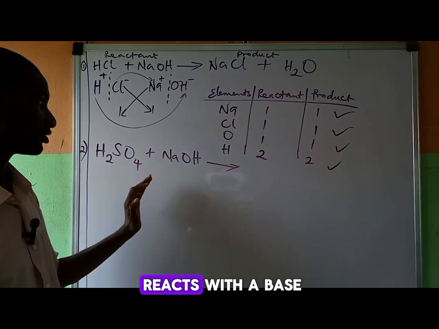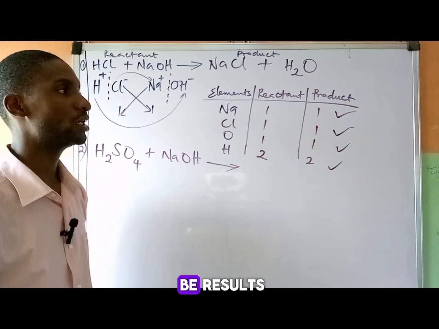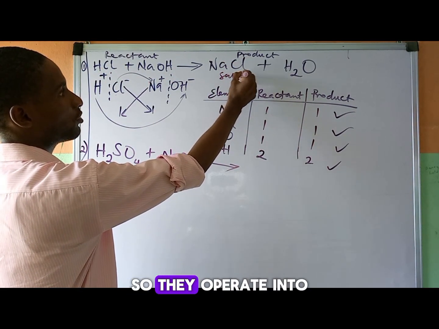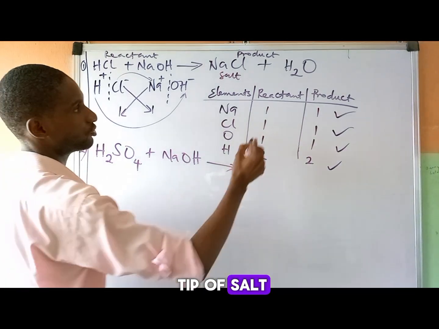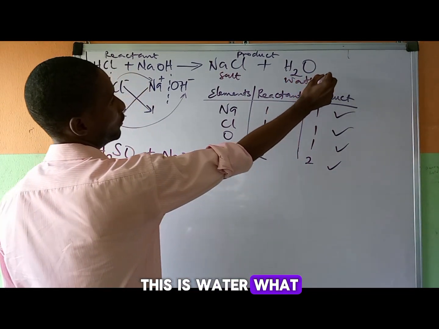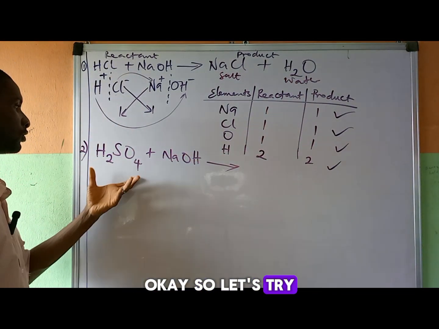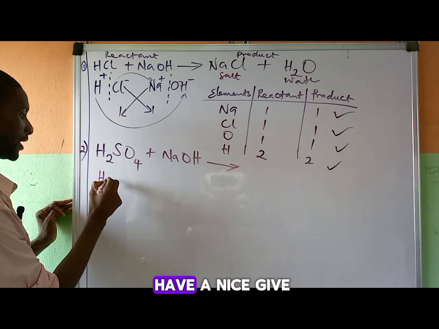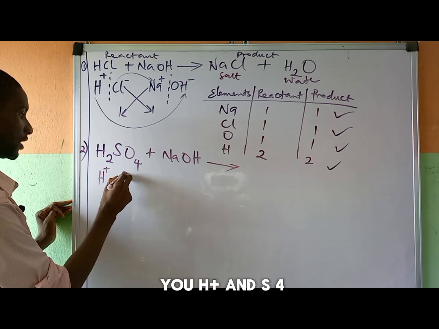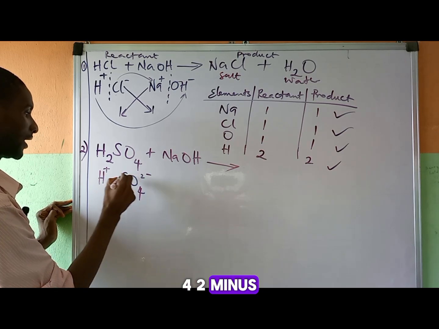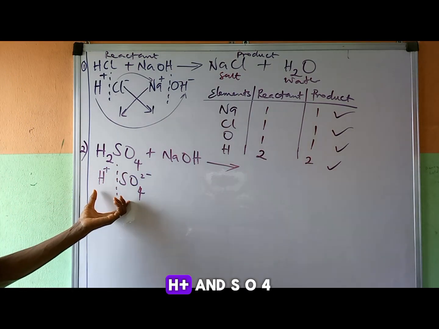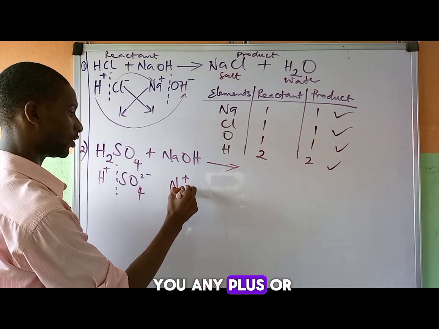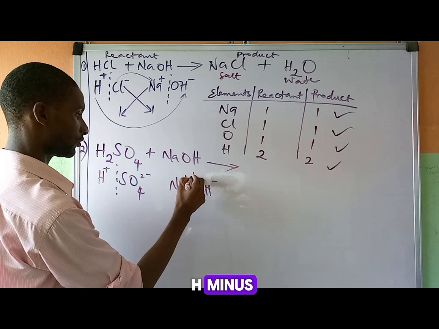Remember, when an acid reacts with a base, salt and water will be the result. So here, this is an acid, this is a base, this is salt. Sodium chloride is your common salt, your table salt. This is water. Okay? So let's try to solve this. This is an acid. If you ionize this acid, it's going to give you H plus and SO4 2 minus. If you ionize this base, it's going to give you Na plus and OH minus.